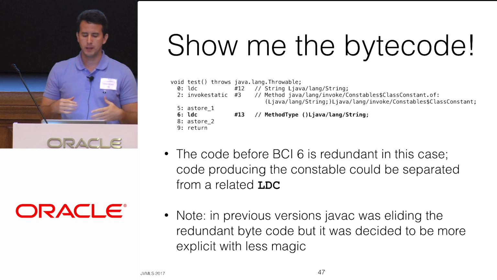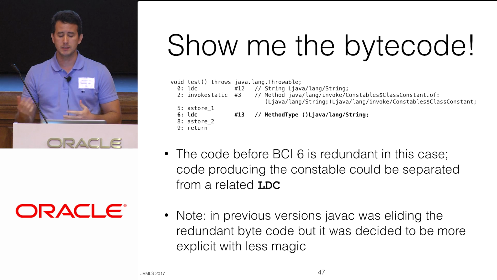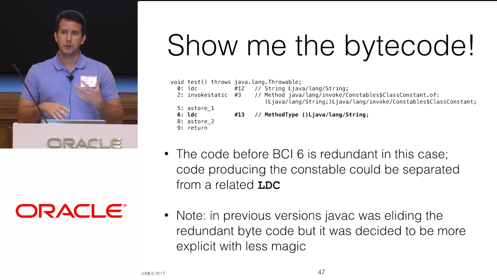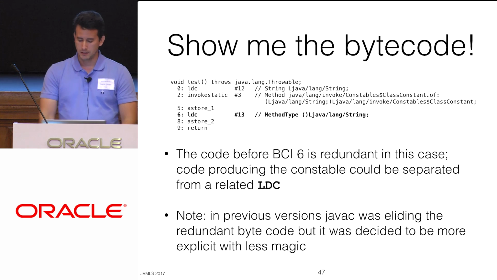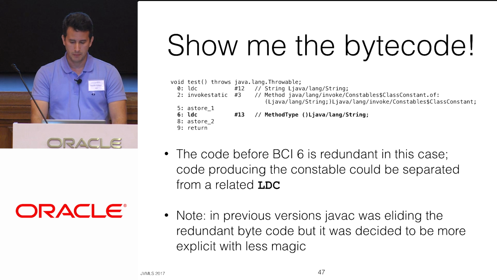So somehow the code before the LDC is redundant in this case. Actually, in previous versions of the project, we were just generating the LDC, and that could actually decrease the volume of the bytecode. But it was decided to be less magic and to actually represent what code was happening. But I wondered that it could be interesting for some people to actually go directly to the LDC.